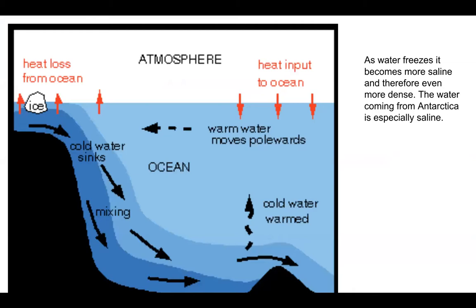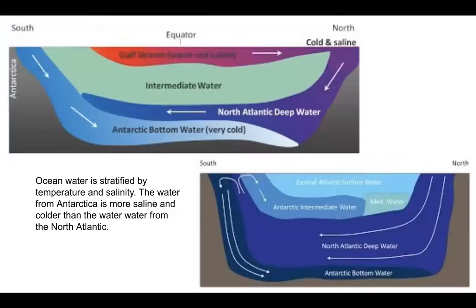So as the water freezes in the Arctic and Antarctic, it becomes even saltier and therefore even more dense. The water coming from Antarctica is extremely dense, much denser than the water coming from the Arctic. So we've got what we call the Antarctic bottom water, which is extremely cold and very dense. The North Atlantic deep water is also pretty cold.